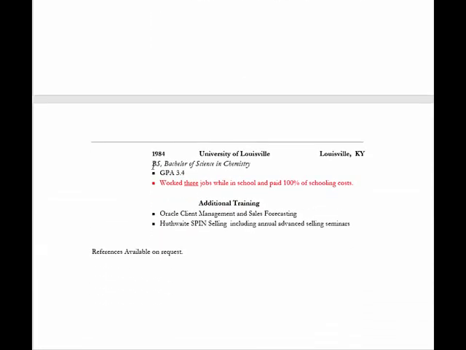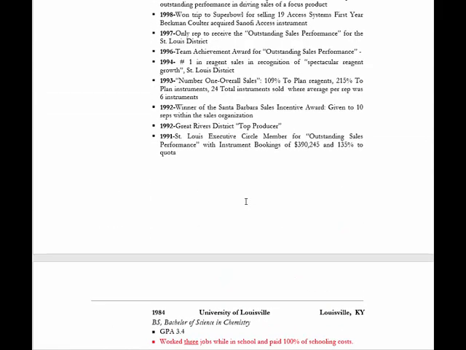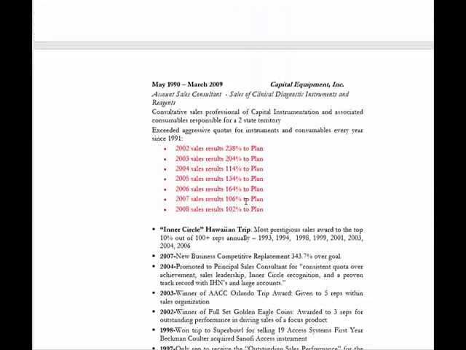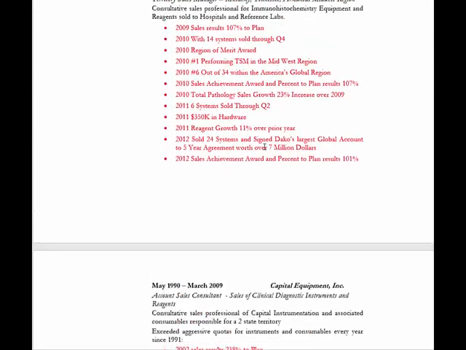Then obviously here they have the year they graduated, which I highly recommend you put. Don't try to hide your age. Not a smart thing to do, because they're going to find out how old you are eventually. Here, the degree, the GPA, very significant, and I like the color here. It highlights this area. Worked 3 jobs while in school and paid 100% of schooling costs, and then additional training. So this is an example of a resume that is very well done, focusing on results and giving a little summary of what they do.